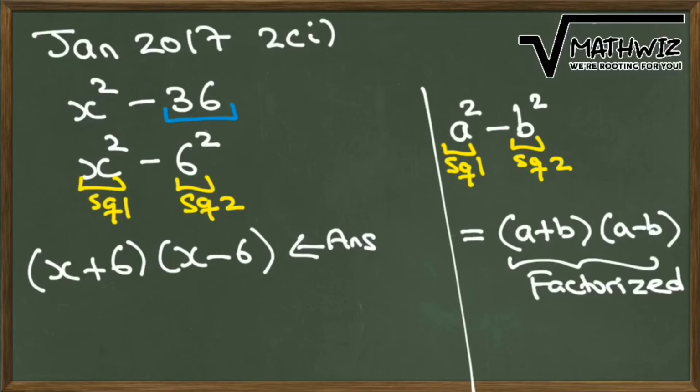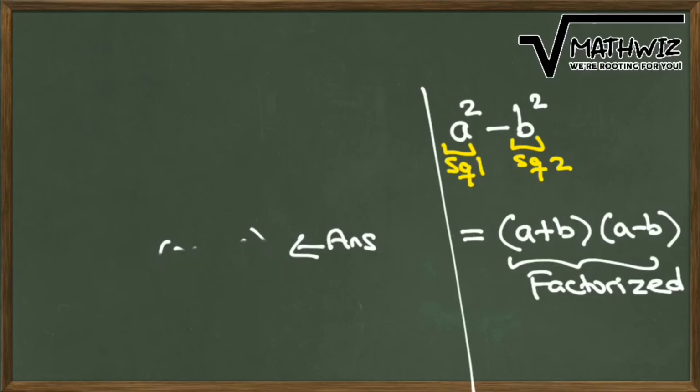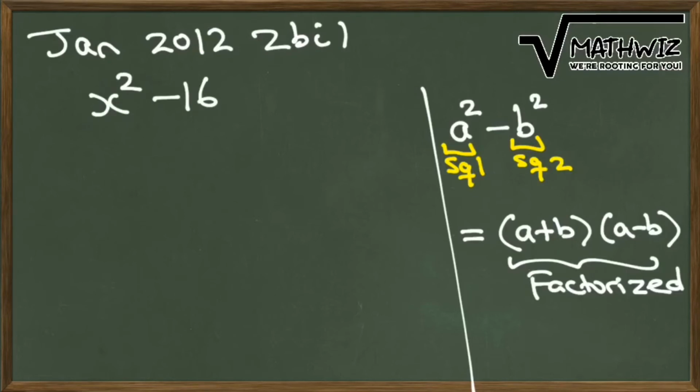Now for our second question, we are going to be looking at January 2012, question 2bi, which is x squared minus 16. Again, we don't put x plus 16, x minus 16. We try to express this as a square. So yes, I can express 16 as 4 squared.